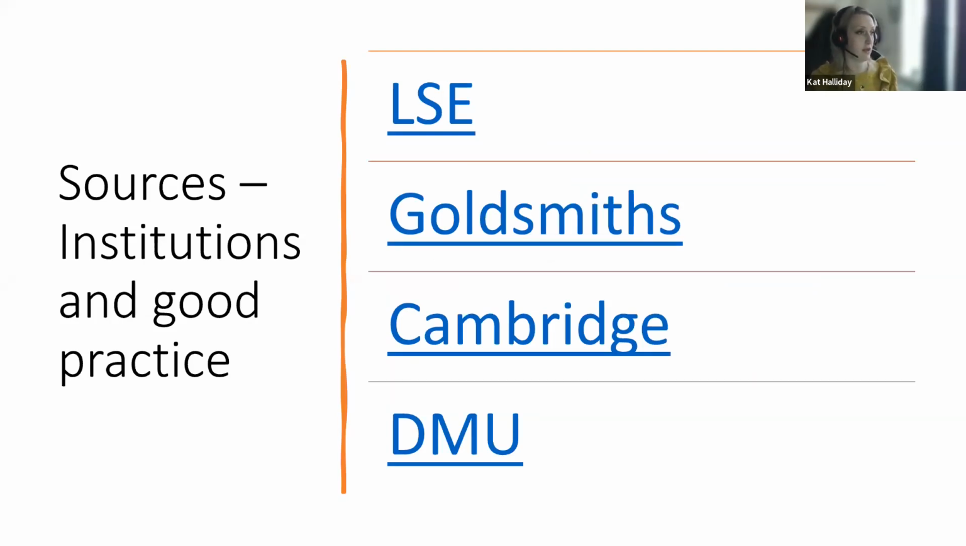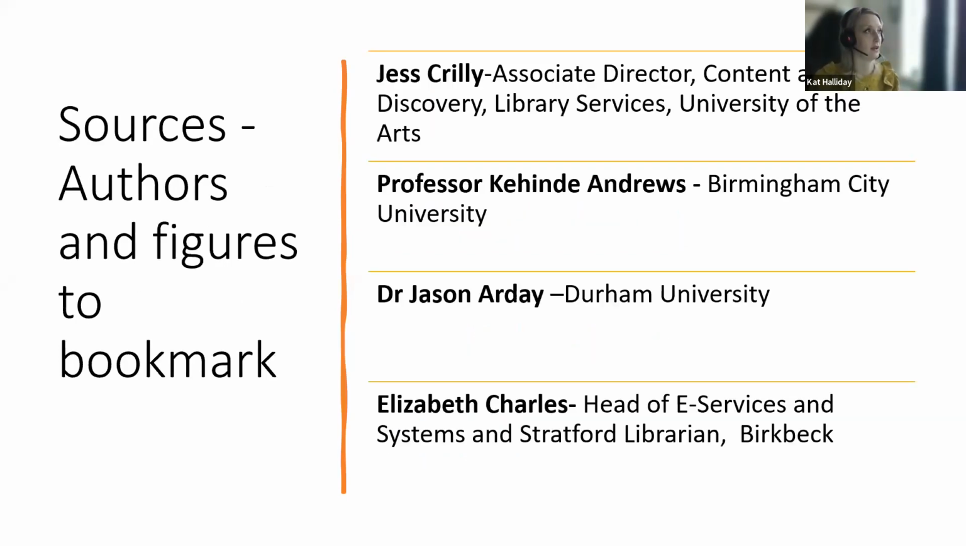anti-racist descriptors, and DMU have been quite active and provided a toolkit to researchers on how to decolonise reading lists. So DMU is great for reading lists. They've got lots of information there. Cambridge is great for collections and collection development. Again, LSE, great. And then Goldsmiths just do lots of different great things.